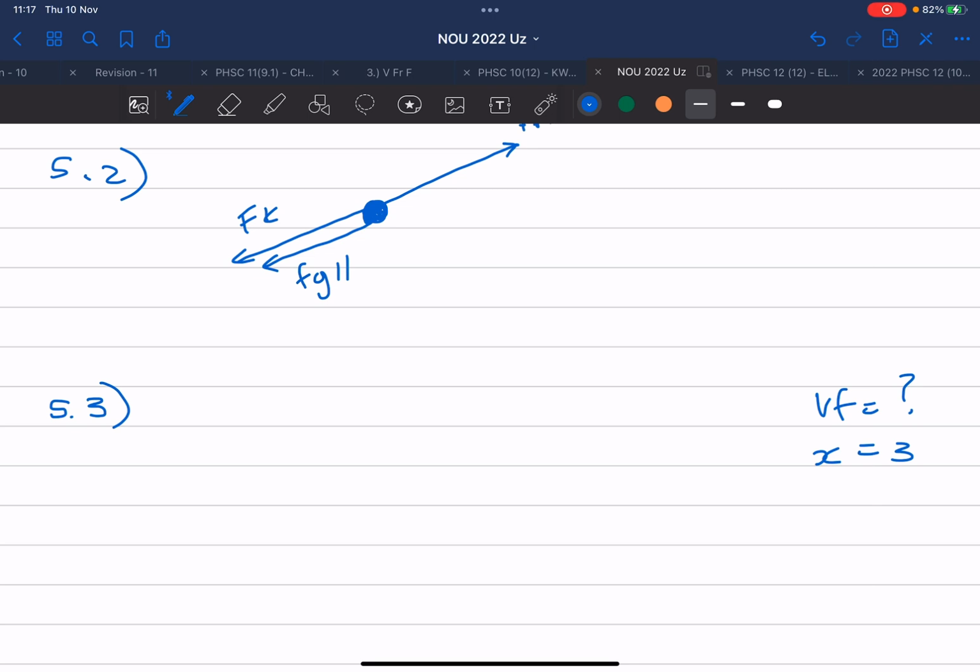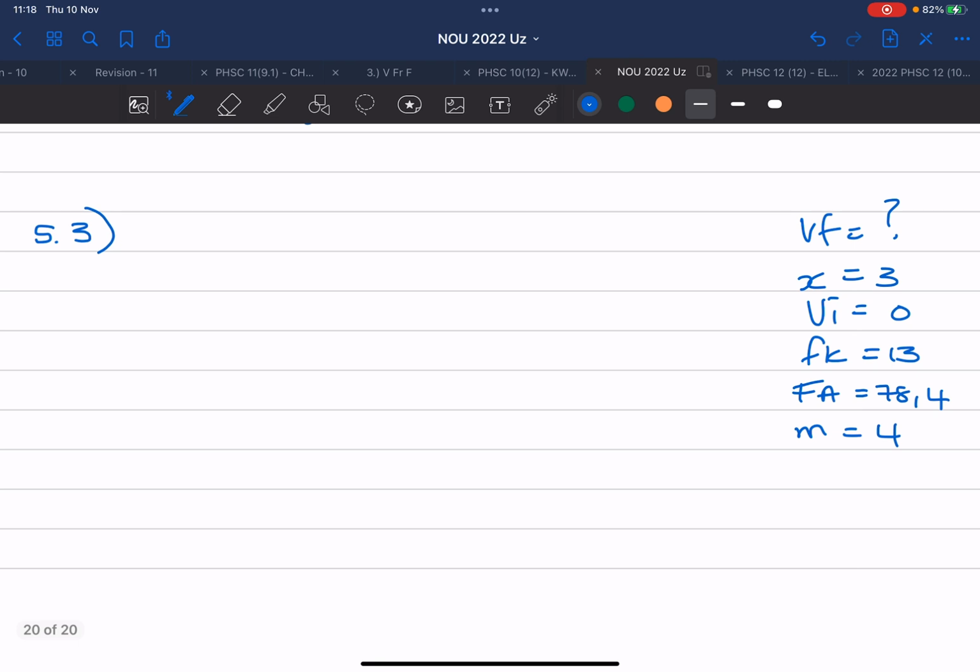Watter inligting het hulle vir my nog gegee? They gave me that the initial velocity was 0 because they say at rest it was, aanvanklik in rus. I have the frictional force is 30 newtons. I have the applied force is 78.4. Ek weet die massa is 4 kilogram. Okay, so ek het baie inligting.